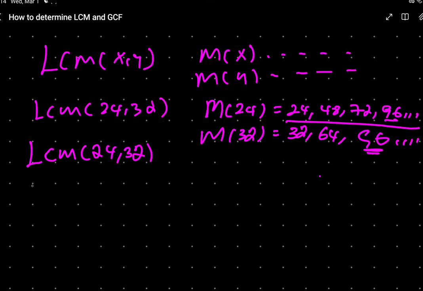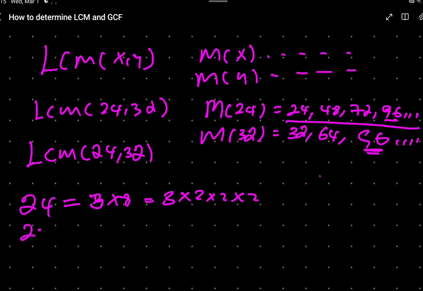To do that, you find the prime factorization of the two numbers. Now, 24 is 3 times 8. So this is 3 times 2 times 2 times 2, since 8 is 2 times 2 times 2. So when you prime factorize 24, it is 3 times 2 to the power of 3. This is 24.